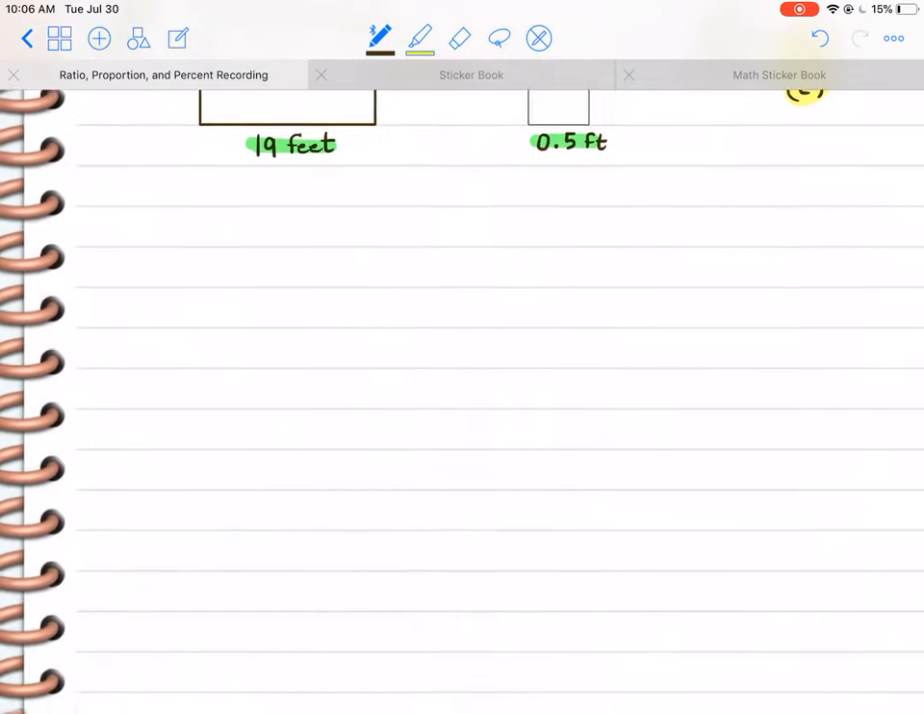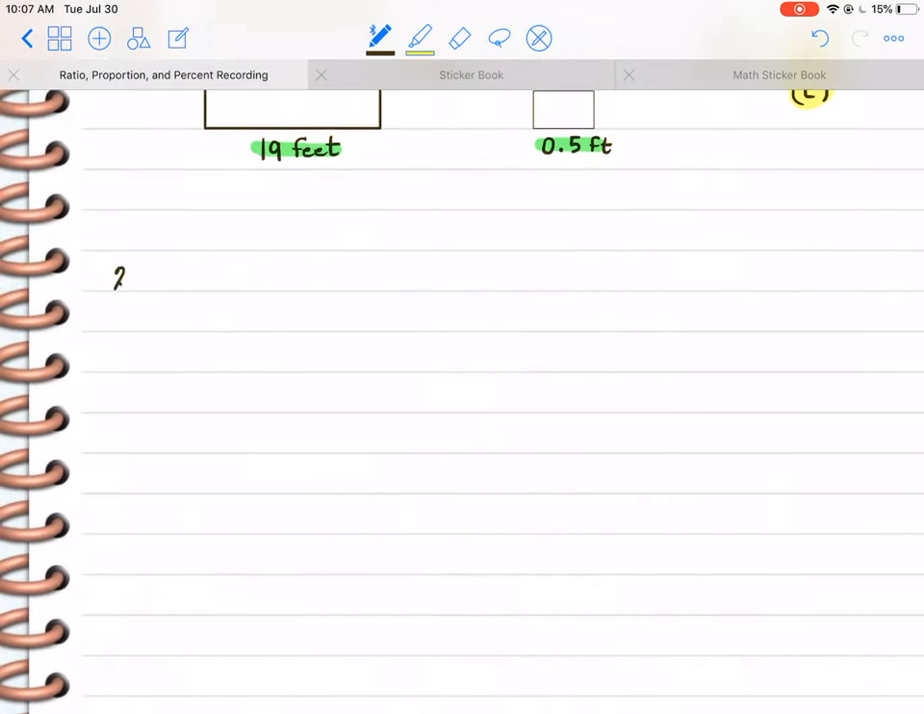Okay, number 27. A building is 50 feet wide and 35 feet long. What is the scale of the largest scale model that can fit on a display base that is 20 inches wide and 20 inches long?